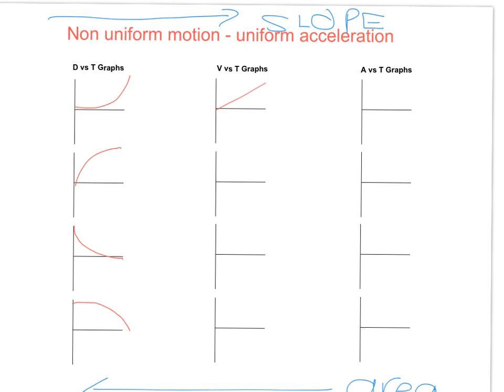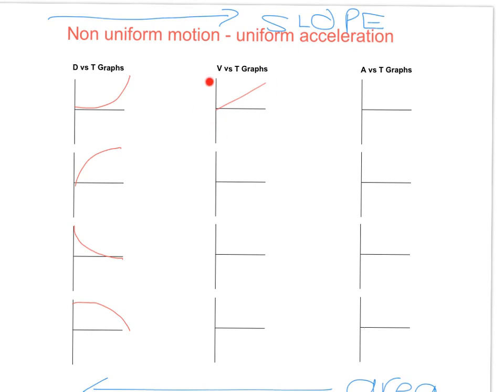That's one thing that I'm always looking at. What's the direction? You might want to write that down. What's the direction? And then what's the motion doing? Is it fast to slow or slow to fast?